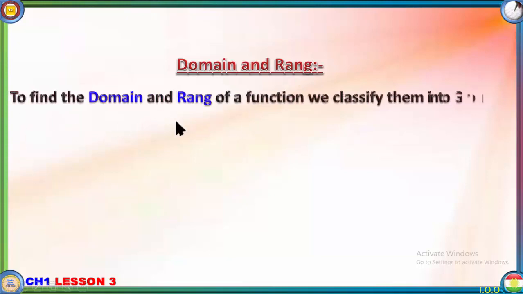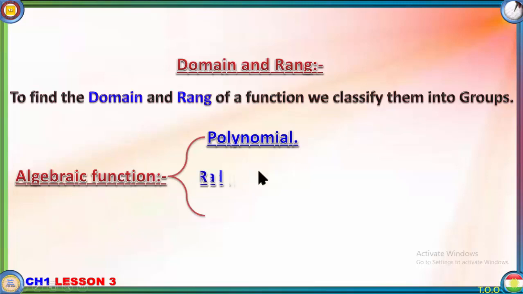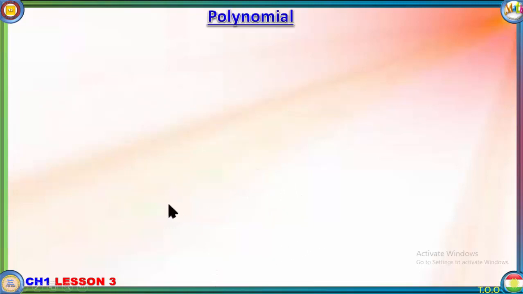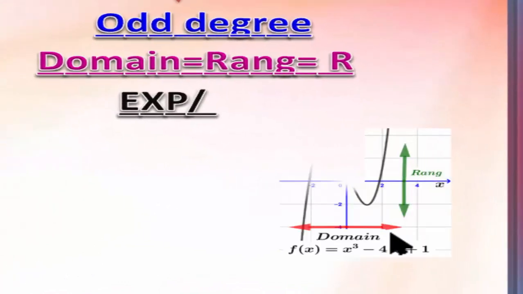To find the domain and the range of a function, we classify them in two groups. The first group is algebraic functions, which are classified into polynomial function, radical function, and rational function. First of all, we take the polynomial function. We classify the polynomial function into two groups. The first one: if the degree of the polynomial is odd, then the domain and range are equal to the real numbers R.